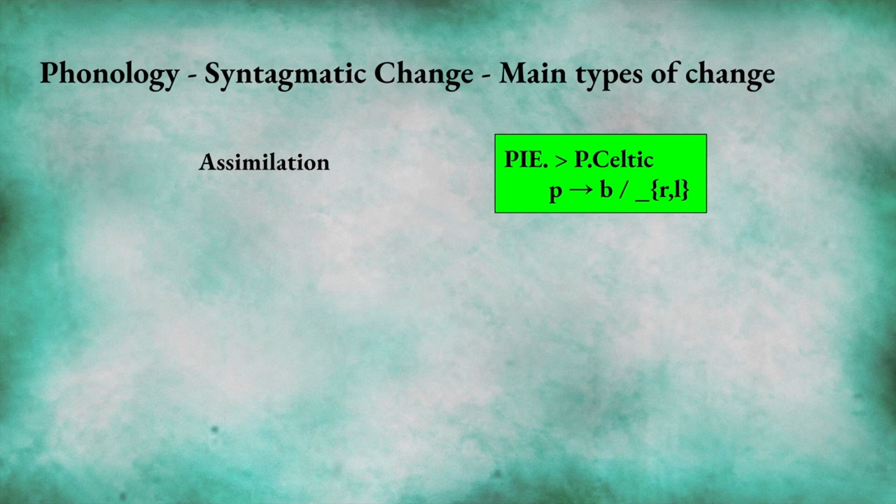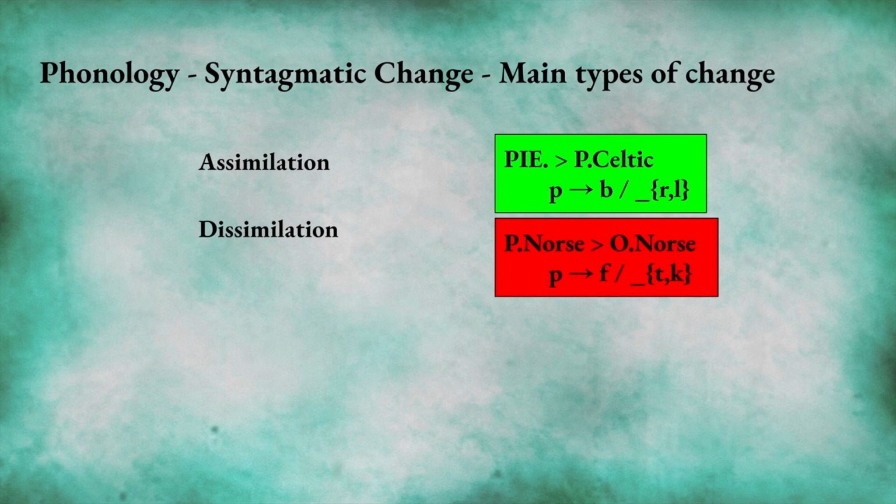Assimilation is the process of one sound adopting the characteristics of a sound next to it, such as the change between Proto-Indo-European and Proto-Celtic, where p became b before r and l, because p adopted the voicing of r and l to become b. The second type of change is dissimilation, where the sound becomes less like the sound next to it. So Proto-Norse p became f before t and k. Here the voiceless plosive p became a voiceless fricative f, further dissimilating itself from the voiceless plosives t and k.